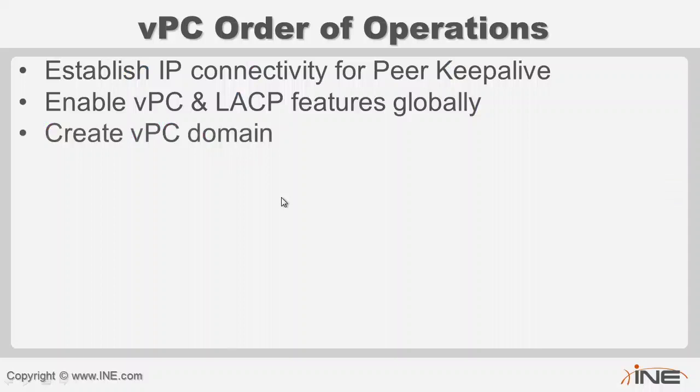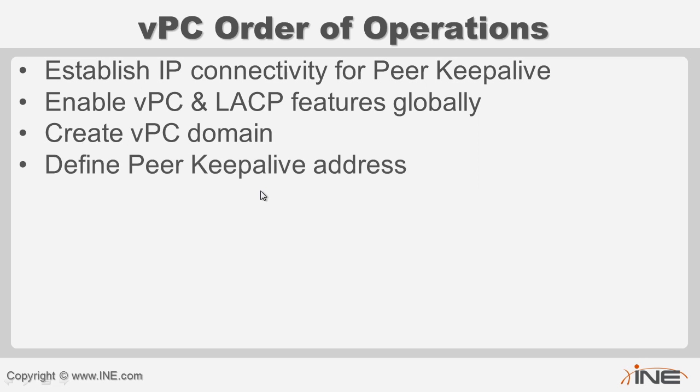Next we need to create the VPC domain, which is going to be a locally significant number between the two peers. It's a number that does have to match between them, but it could theoretically be reused over and over in the rest of the network. And under the VPC domain, this is where we specify the IP address of who we're sending the keep alives to.